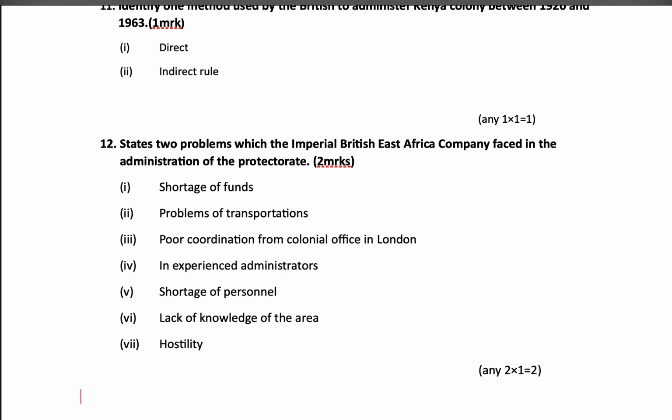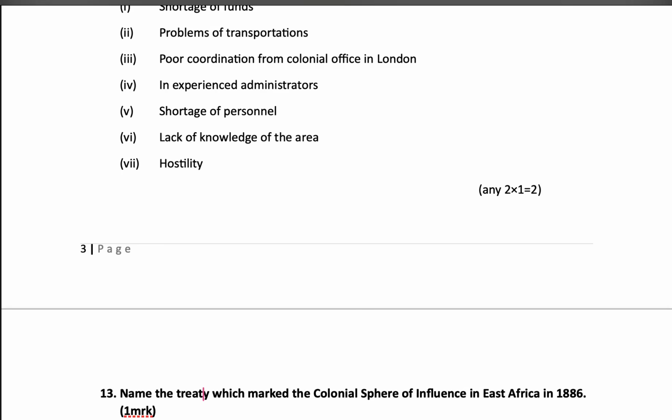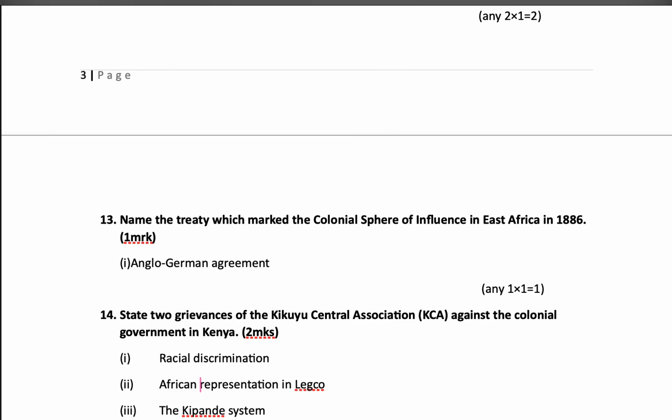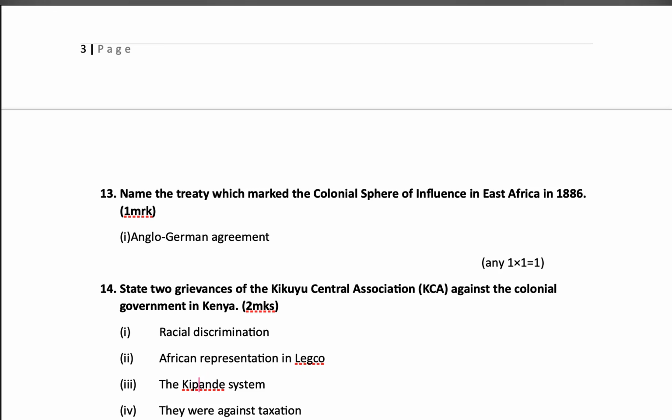Question 12. State two problems which the Imperial British East African Company faced in the administration of the Protectorate. Shortage of funds, problems of transportation, poor coordination from the colonial office in London, inexperienced administrators, shortage of personnel, lack of knowledge of the area, and hostility. Question 13. Name the treaty which marked the colonial sphere of influence in East Africa in 1886.